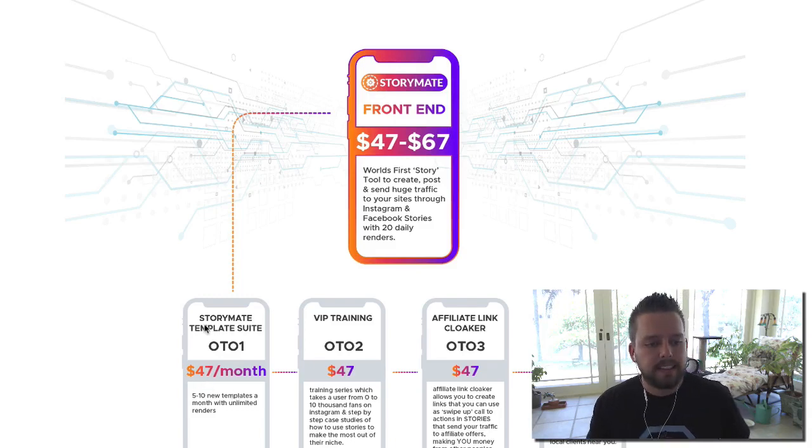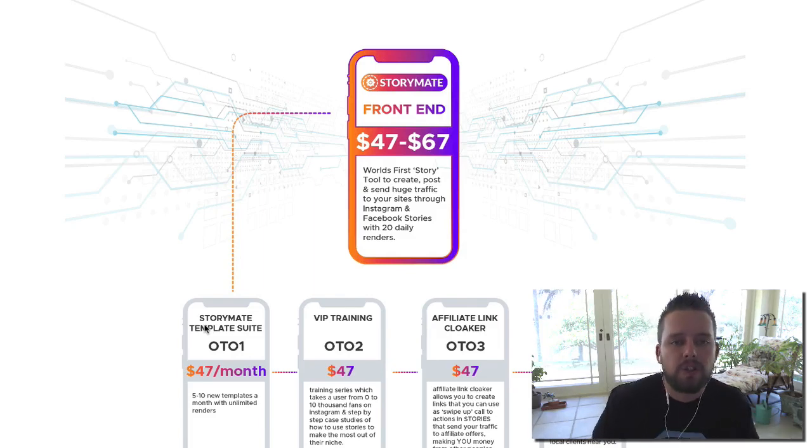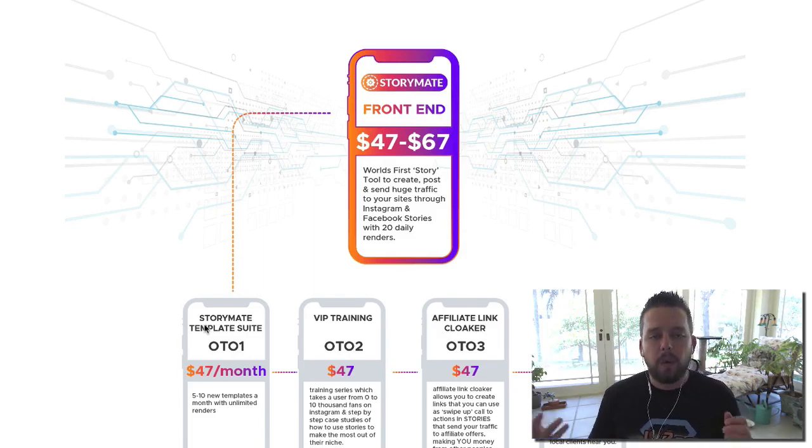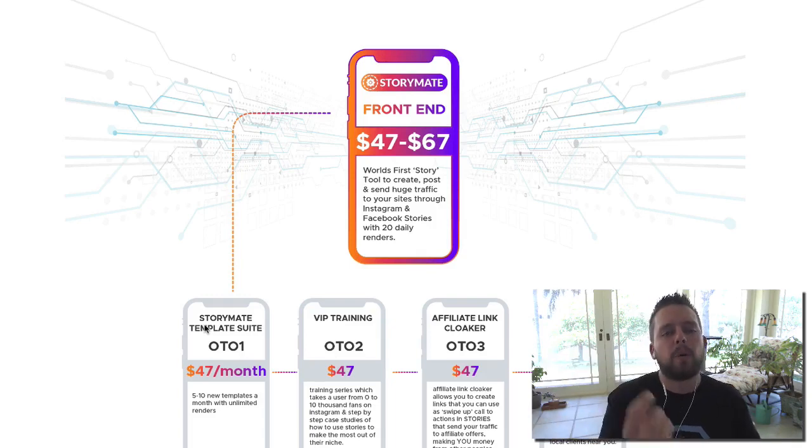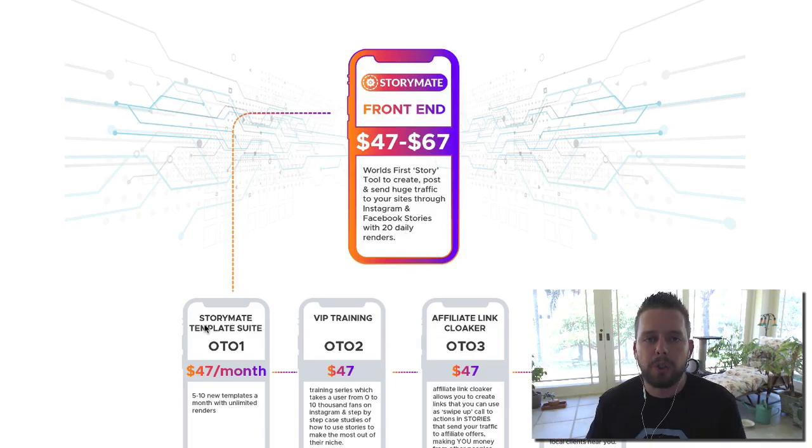So it might say Storymate Template Suite, but what the hell is that? So you need to have a description for these different sections. I know it sounds silly, but you would be surprised how many people don't actually write what their upsells are. They'll show you what the main product does. They won't show you what the upsells do.